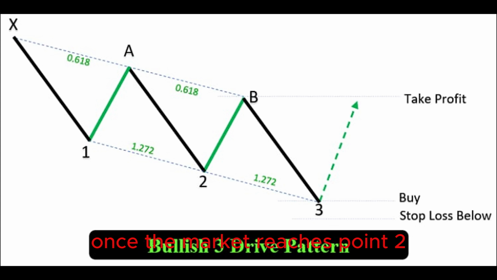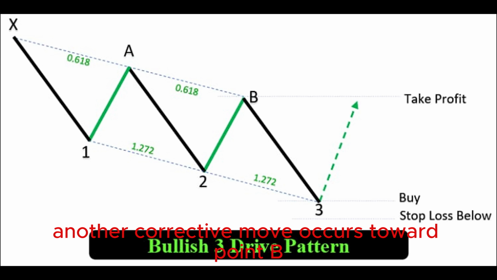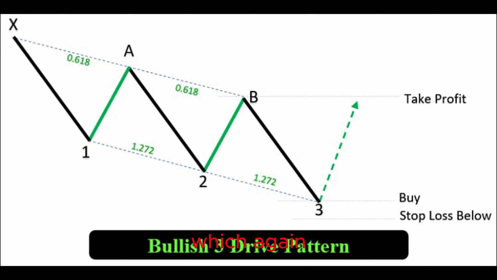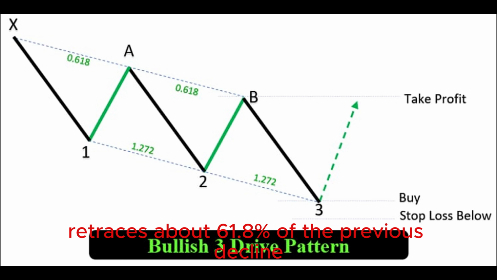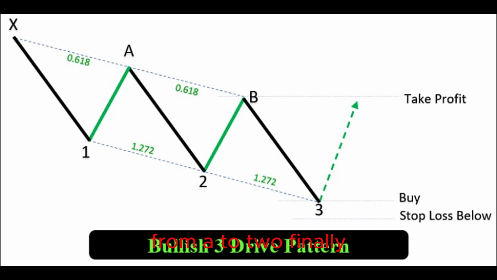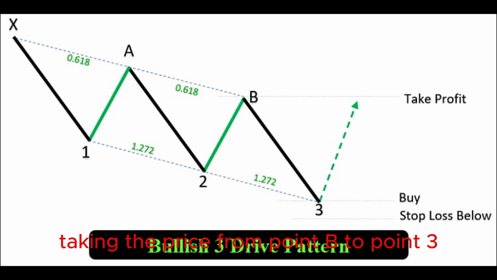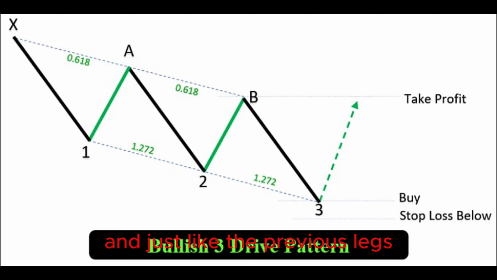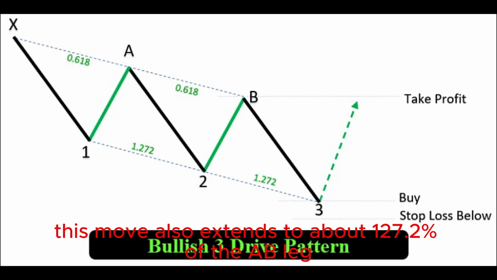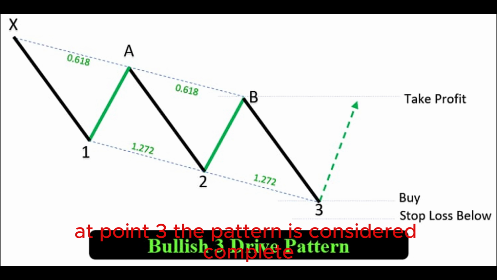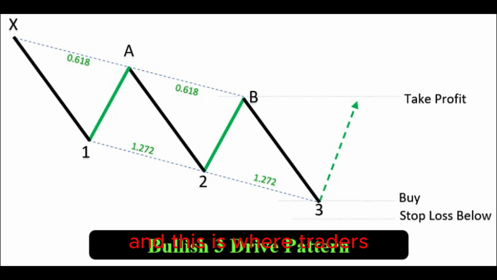Once the market reaches point 2, another corrective move occurs toward point B, which again retraces about 61.8% of the previous decline from A to 2. Finally, the third and last drive down happens, taking the price from point B to point 3, and just like the previous legs, this move also extends to about 127.2% of the AB leg. At point 3, the pattern is considered complete, and this is where traders prepare to enter a buy position.